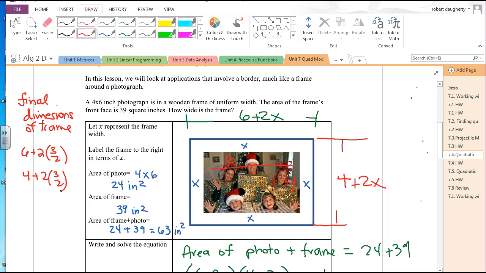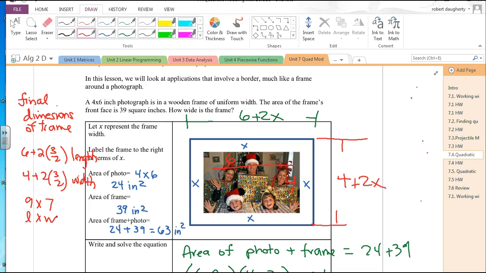So that's my length, and that's my width. So this is a 9 by 7, a 9 by 7 frame. 1.5 is the width of the frame. Okay, so I got two things going on here.